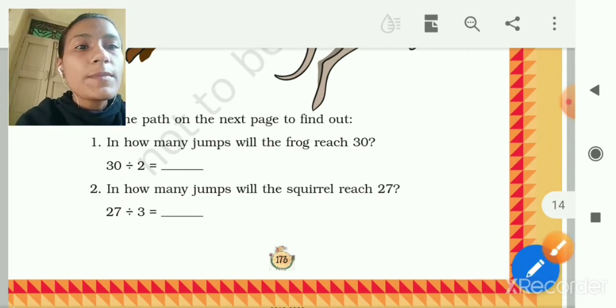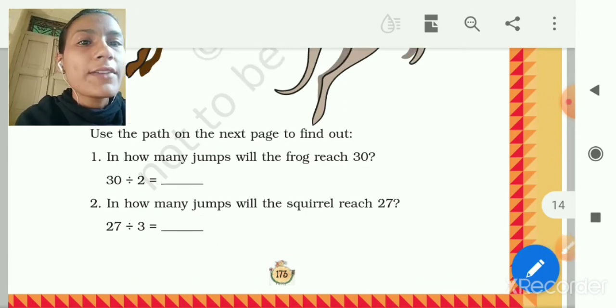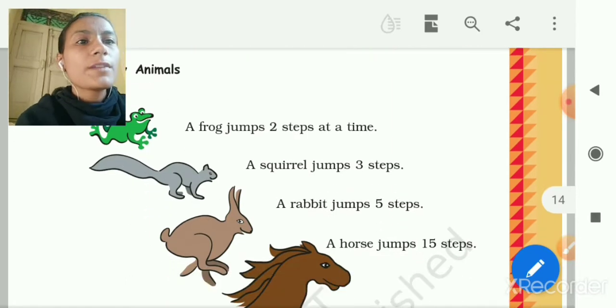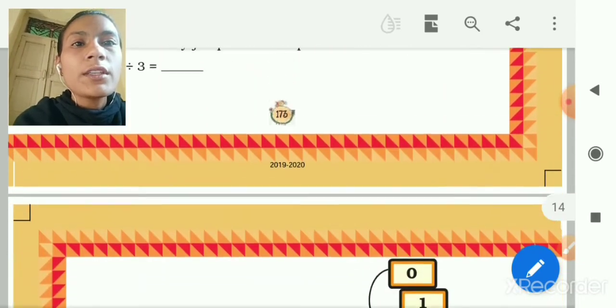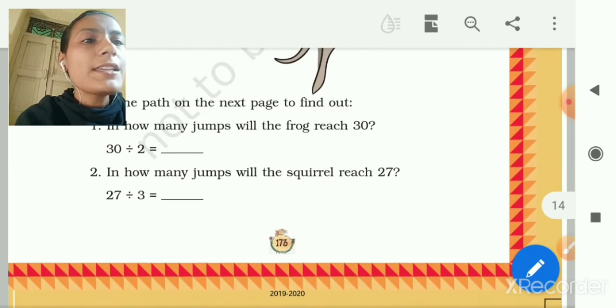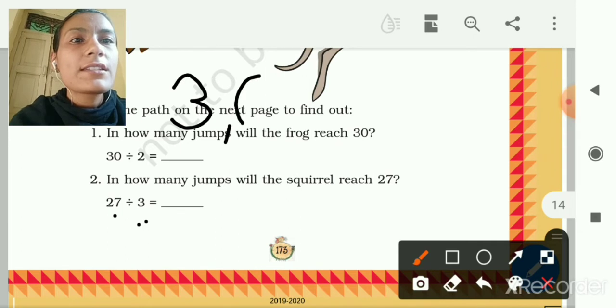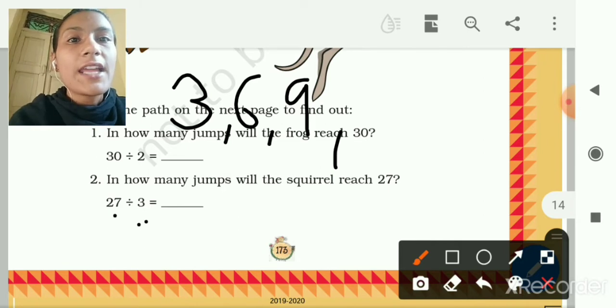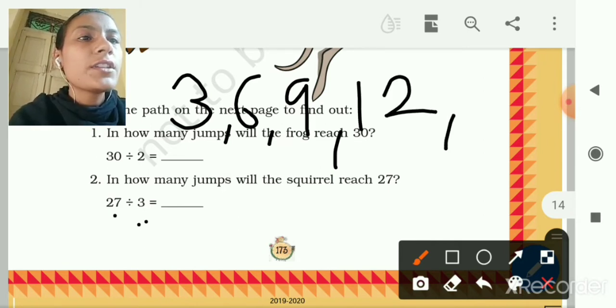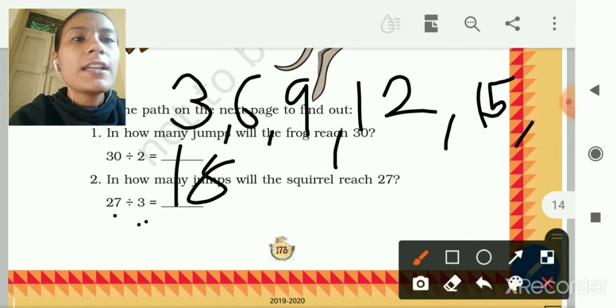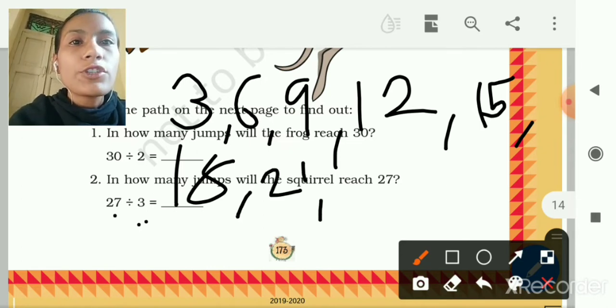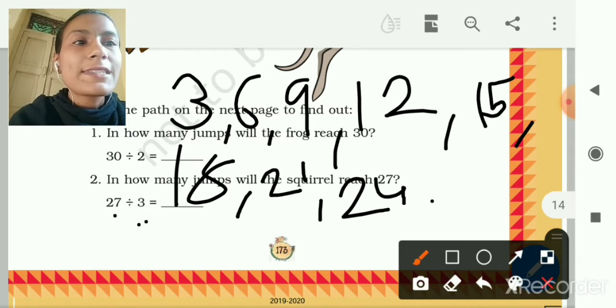In how many jumps will the squirrel reach on the number 27? So the squirrel jumps 3 steps at a time. So in how many jumps will the squirrel reach 27? So 27 divided by 3. So first 3, then second jump on 6, third jump on 9, then fourth jump 10, 11, 12, fifth jump 13, 14, 15, then 16, 17, 18, 19, 20, 21, 22, 23, 24, 25, 26 and 27.